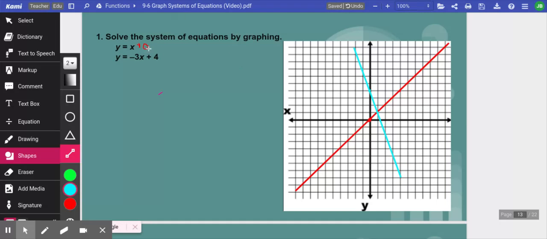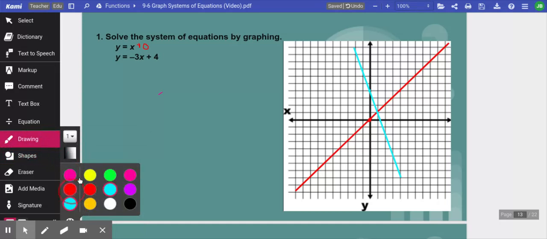So again, a very common question is what happens when we don't have a b value? Well, it's still there. It's just plus 0. And then when we graph these, we find that we do have our solution. So it's going to be at 1, 1.